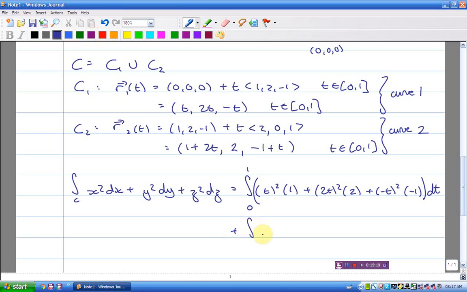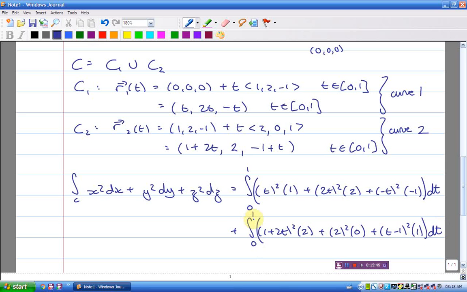Plus, I now have to do that same thing over again for curve 2. So for curve 2, x squared is 1 plus 2t squared, dx by dt is 2, plus y squared is 2 squared, dy by dt is 0. That's nice. Plus z squared is t minus 1 squared times dz by dt, which is 1. All of that gets a dt, and we go from 0 to 1.